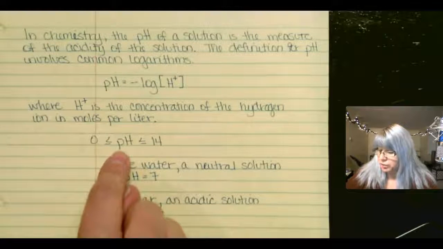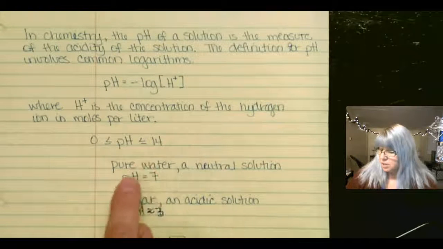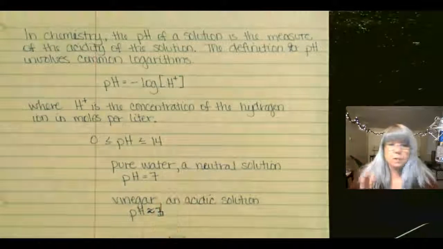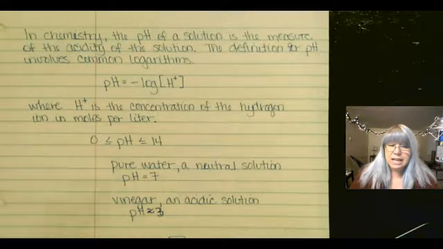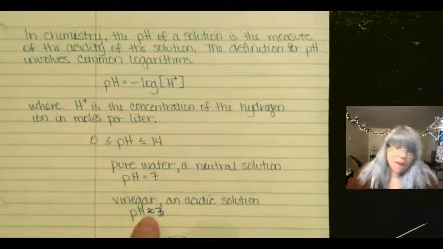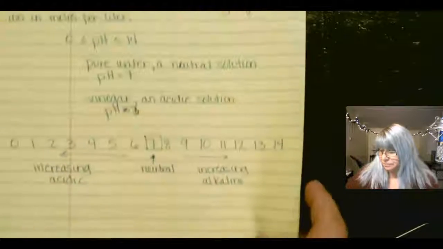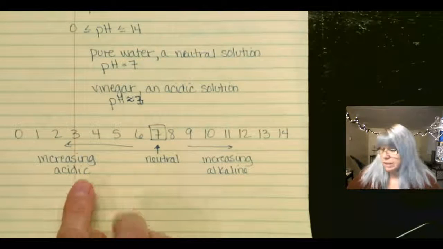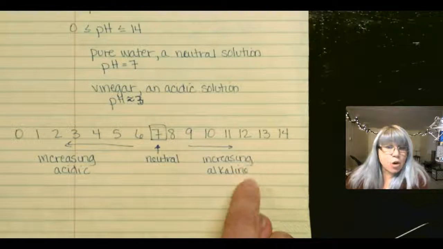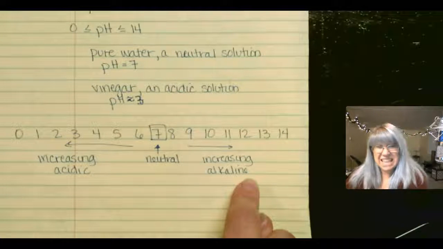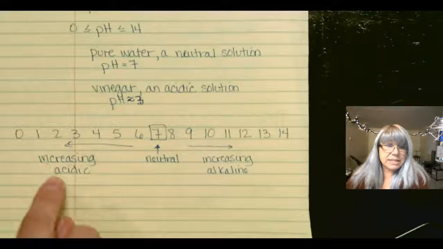So pH is generally between 0 and 14. In other words, pure water is a neutral solution. It's right in the middle at 7. Vinegar, which is more of an acidic solution, is at about 3, right? The lower the number, the more acid. So here's a typical measuring scale. 7 is neutral. As it gets higher, it's called increasing alkaline, meaning it's less acidity. Versus if you have a lower number, it increases the acidity.